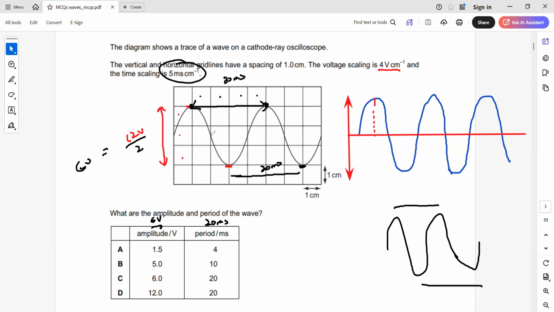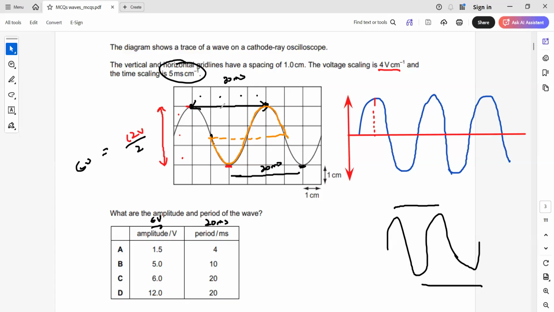Is it clear? Or I take this as one oscillation. If I take one complete crest and another complete trough, this is one oscillation. So how many boxes does it cover? It also covers 4 boxes. So that also makes 20 milliseconds.